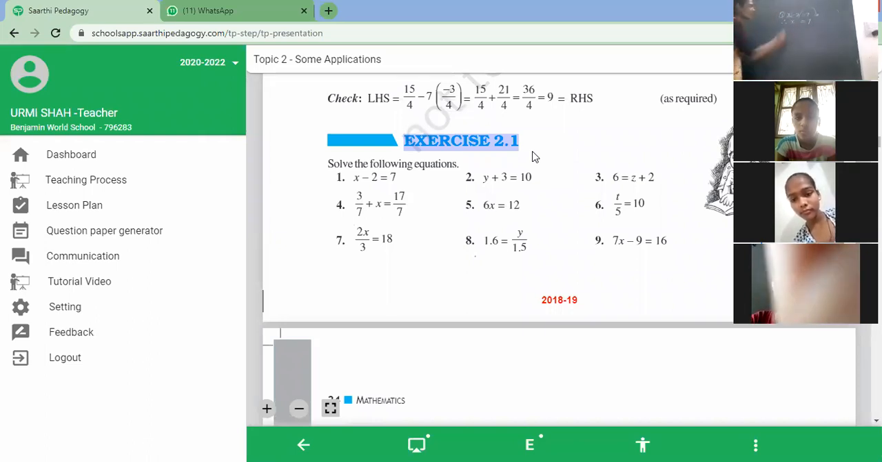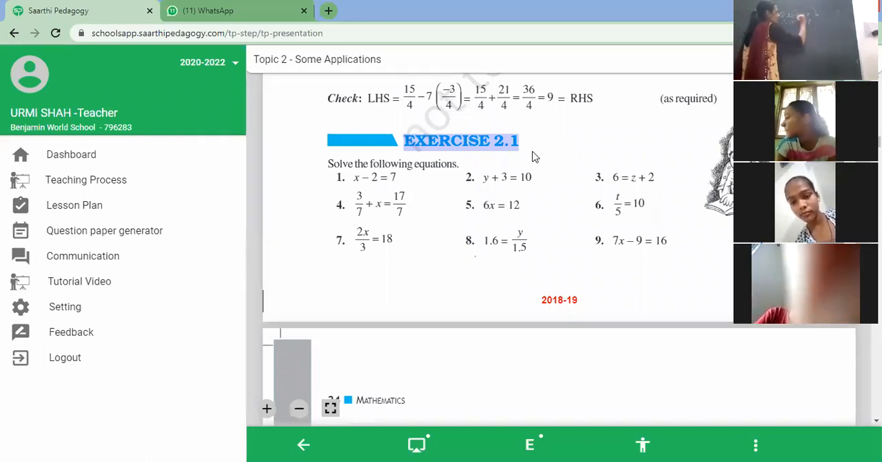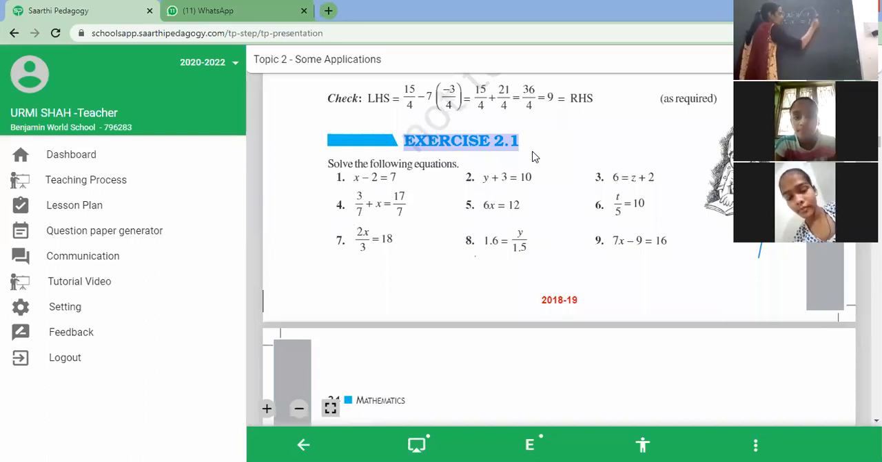Here minus 2 is there. If we change the side of this minus 2, it will become plus 2. Therefore, you will get x is equal to 7 plus 2, which is equal to 9. Whenever you get this answer, you have to put a box on that answer. Is it clear to everyone now?